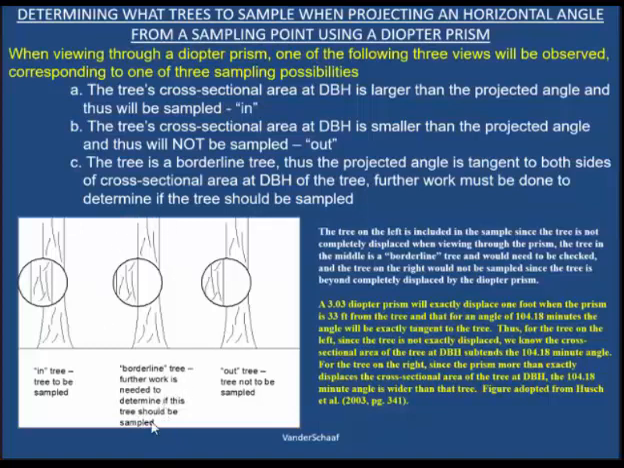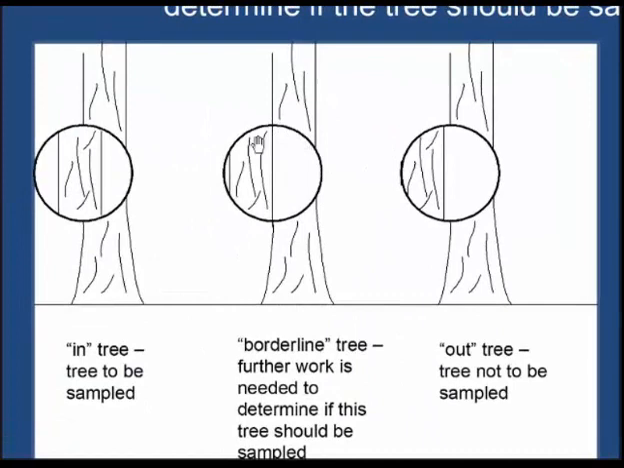Further work is needed to determine if this tree should be sampled, because it's too hard to tell whether that tree is in or out. This one is clearly in, this one's clearly out, because it's displaced beyond this stem. But this one is too hard, and this is a true borderline tree.